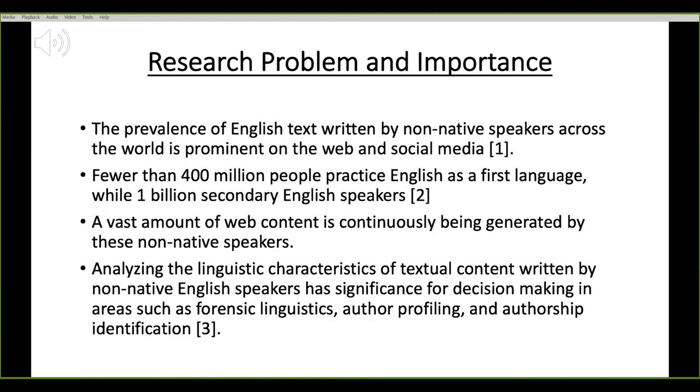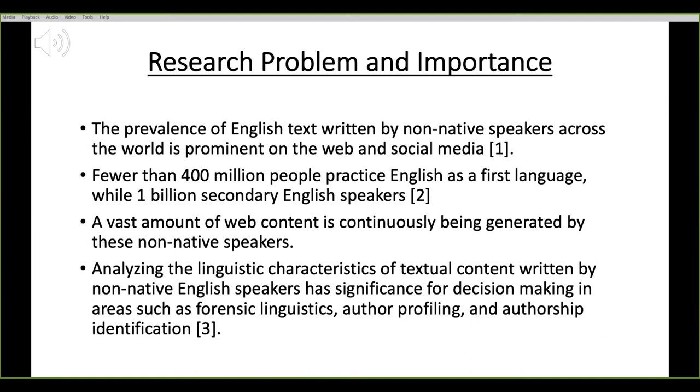This study performs linguistic analysis of English reviews written by non-native English speakers of various English language proficiency groups. As the most popular universal language, English written by non-native English speakers is vastly available on the web and in social media. For example, among the 1.5 billion people who use English, only 400 million use English as a first language, while the remaining 1 billion are non-native English speakers.